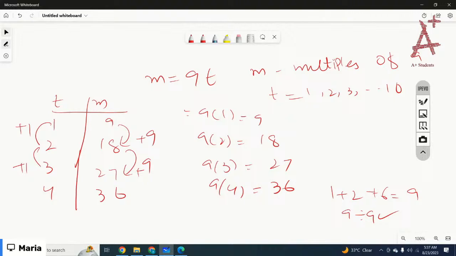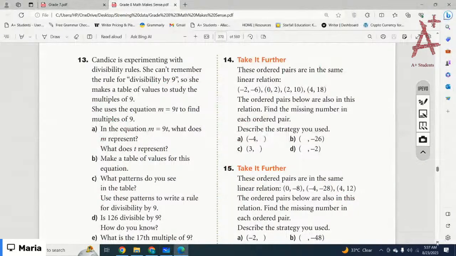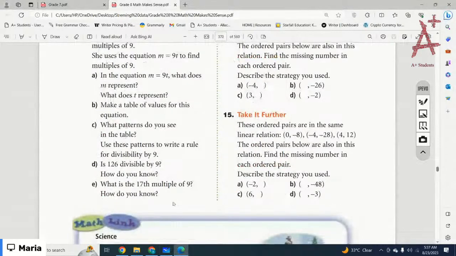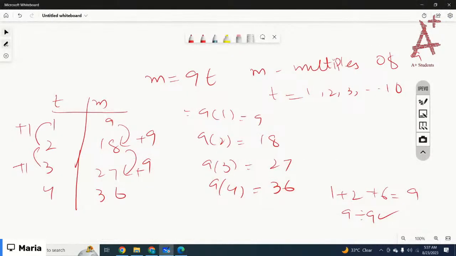Right? Okay, the next one is, how do you know the 17th multiple of 9? You have to do 9 times 17, right? And 9 times 17 is, 9 times 7 is 63. 153 it is. Right? Okay.